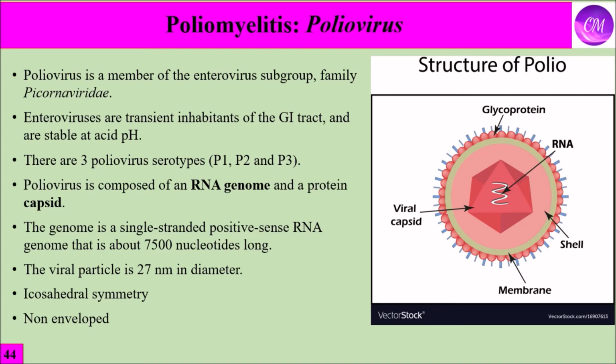There are three poliovirus serotypes: P1, P2, and P3. Poliovirus is composed of an RNA genome and a protein capsid. The genome is a single-stranded positive sense RNA genome that is about 7,500 nucleotides long. The viral particle is 27 nanometers in diameter, with icosahedral symmetry, and non-enveloped.